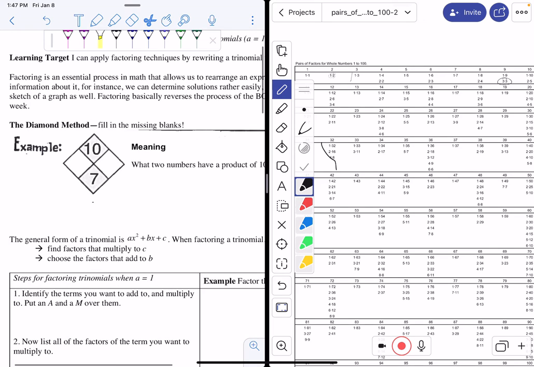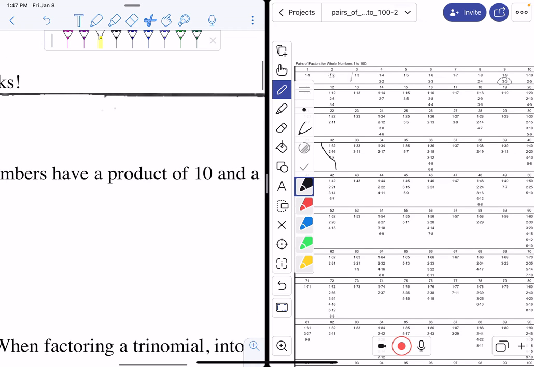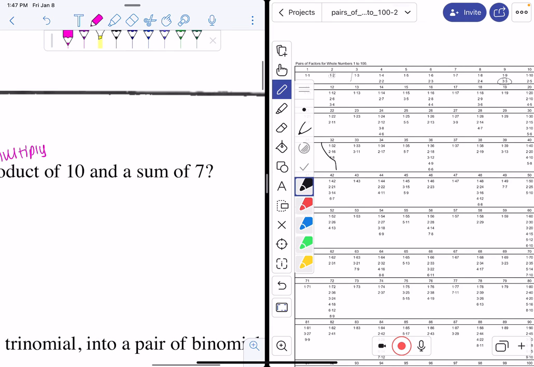So right here we have this diamond and we want to fill in the missing blanks. What this diamond means is I have two numbers, a 10 and a 7, and I want to find out what those blanks are. It means what two numbers have a product of 10 and a sum of 7. When I say the word product, I'm really meaning multiply. So I want to multiply to 10 and add to 7.